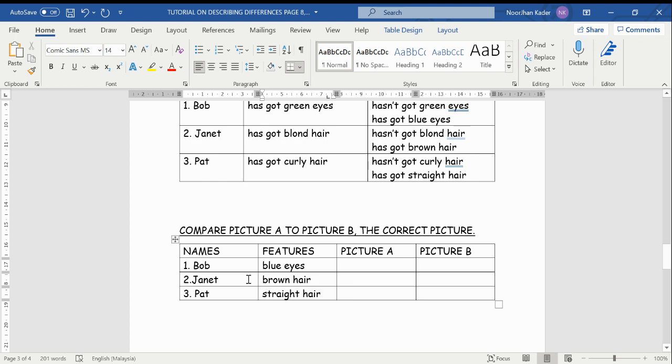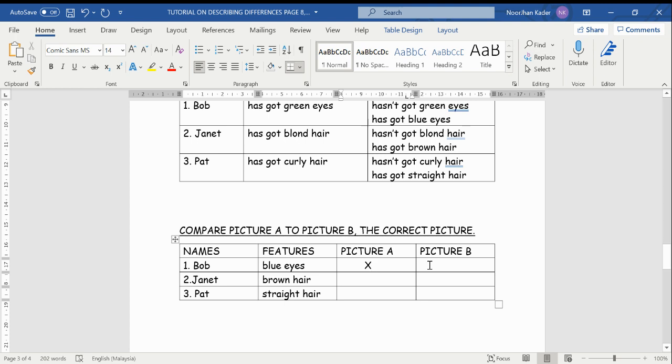So let's see. In picture A, Bob has got blue eyes. No. Okay, so you just put a cross. That is why I'm doing this activity, so that it will be very clear for you to see.